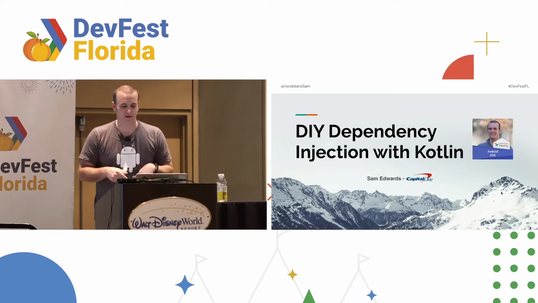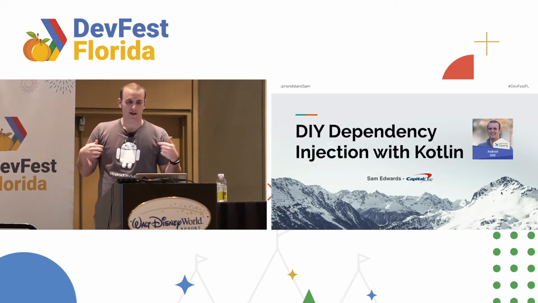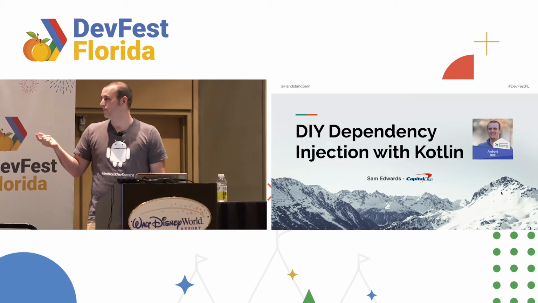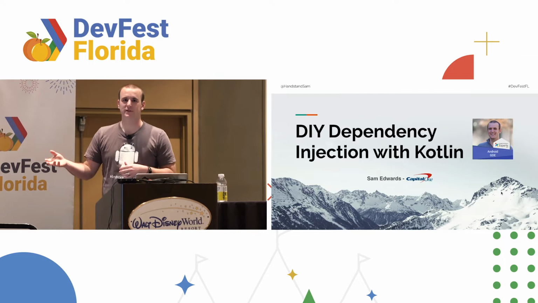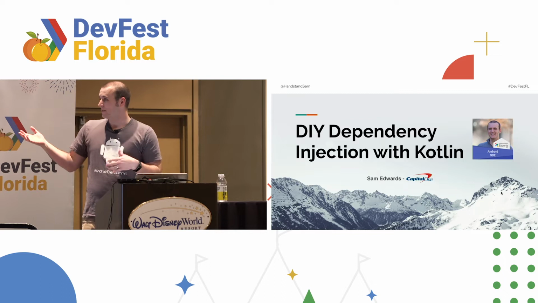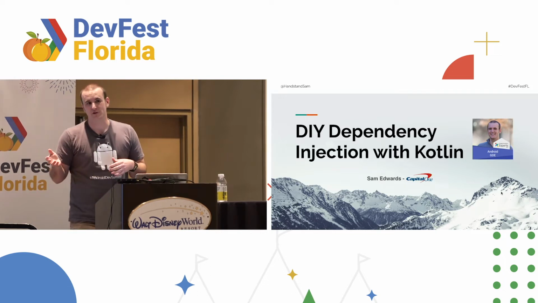Okay, that's good. Well, background, my name is Sam Edwards. I'm an Android GDE, and I work at Capital One. I'm based out of Richmond, Virginia, and I work with teams in San Francisco, in Richmond, and in Washington, D.C. area. The talk today is on do-it-yourself dependency injection in Kotlin.